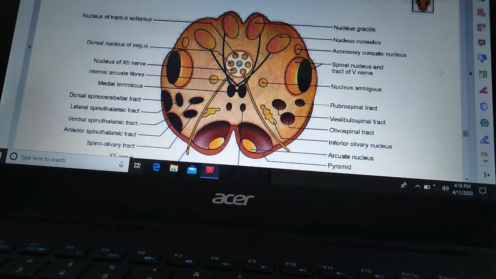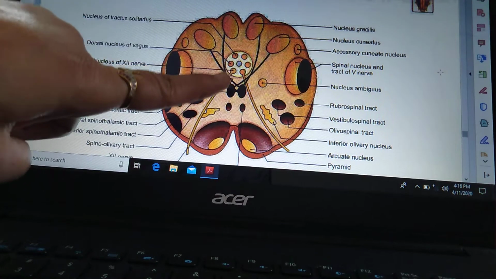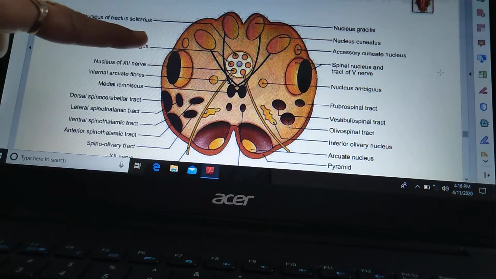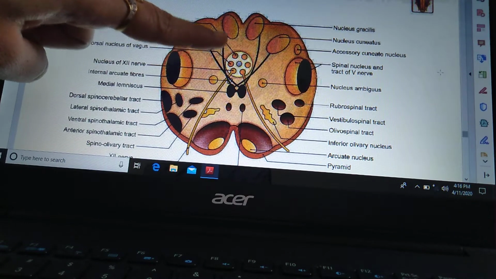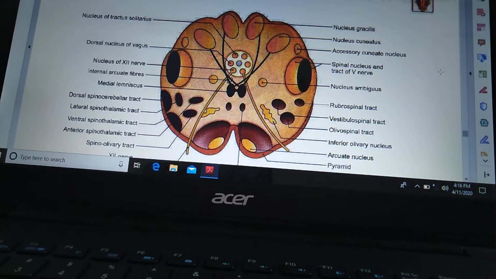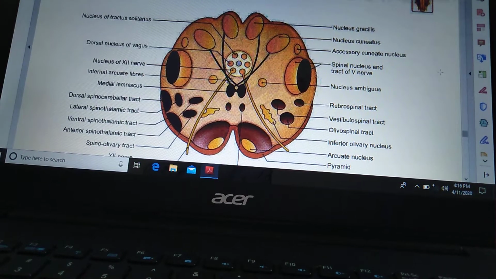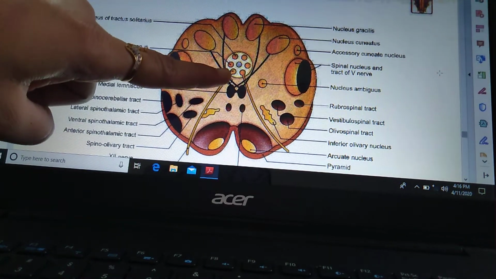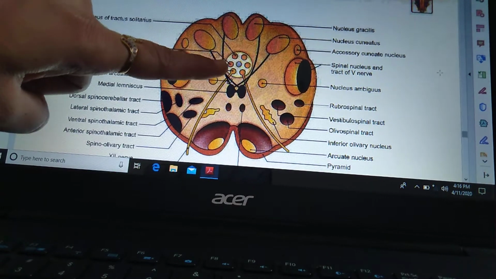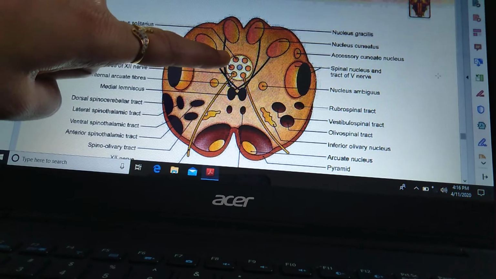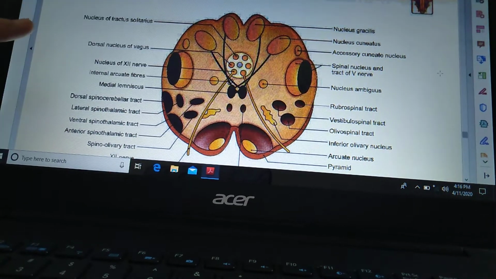The central gray matter contains, first you can see the hypoglossal nuclei, then the dorsal nucleus of the vagus, and the nucleus of the tractus solitarius. In the central gray matter, three nuclei you have to identify. The hypoglossal nucleus, this one, is the nucleus of the 12th cranial nerve. Then this is the dorsal nucleus of the vagus, and above all here you will find the nucleus of the tractus solitarius.